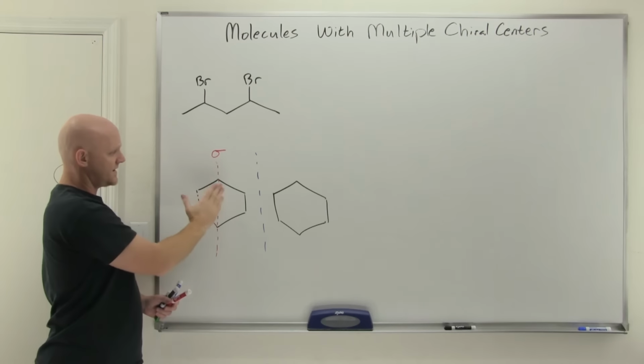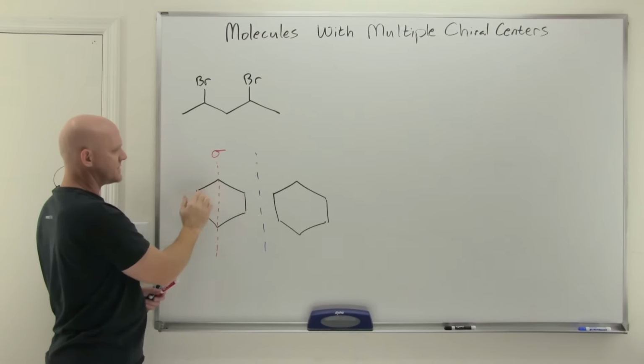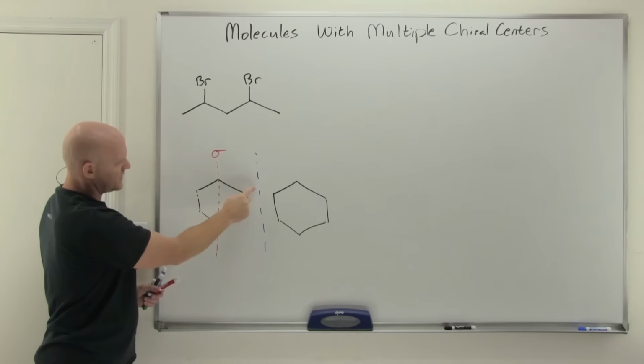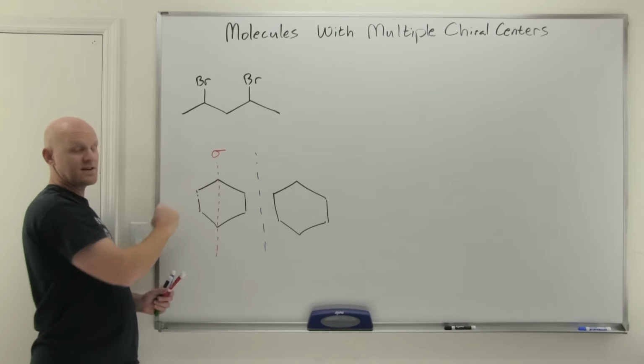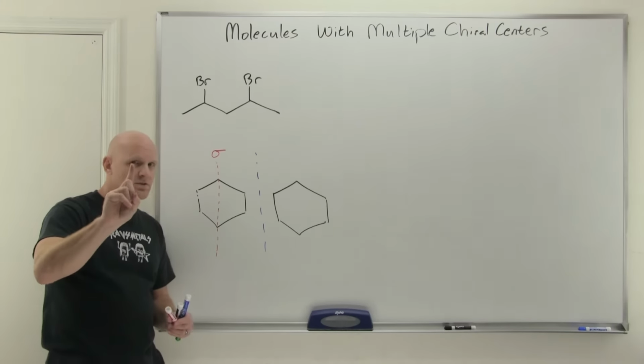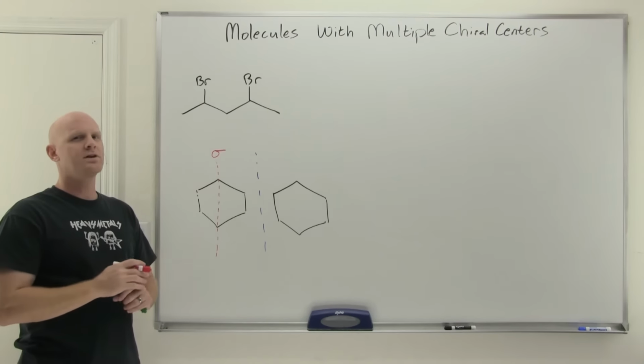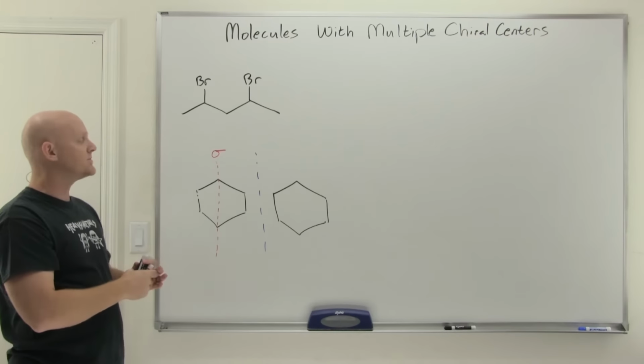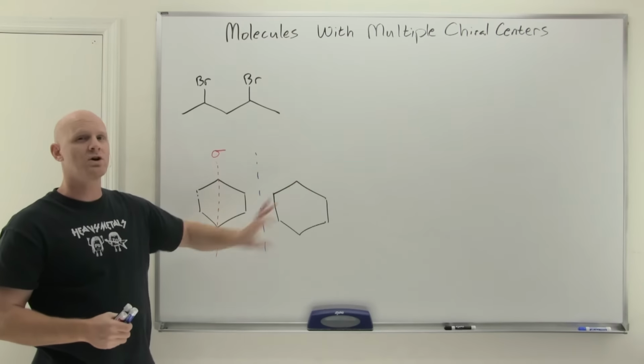Again, the right-hand side is the perfect reflection of the left-hand side within the molecule. And that's not the only one. I've got one going through this bond, one going through this bond, one going through these atoms. Cyclohexane's got a ton of them. But if you have at least one, you're automatically going to be achiral. It turns out if you have an internal mirror plane, then you can't help but be identical to your overall mirror image.